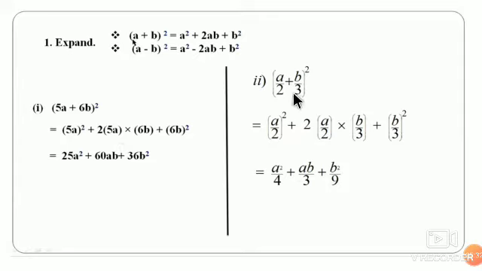Now here fractions are given: (a upon 2 plus b upon 3) whole square. The same formula you have to use here also, students. A upon 2 is the first term here. The square of the first term, (a upon 2) square, plus 2 multiplied by first term, a upon 2, multiplied by second term, b upon 3, plus the square of the second term, (b upon 3) square. Now the square of the numerator and denominator both you have to write. The square of the a is a square, square of the 2 is 4, plus.